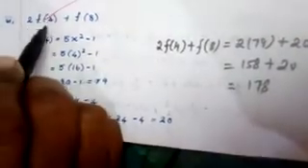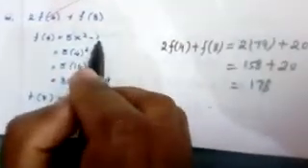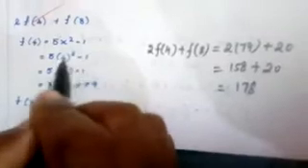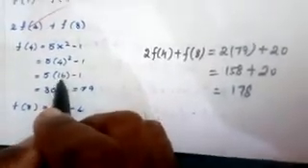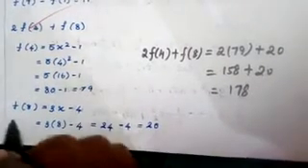Third problem, 2 into f of 4 plus f of 8. 4 lies in the second category. So f of 4 equals 5x square minus 1. Substitute the x value as 4. So 5 into 4 whole square minus 1. 4 square value is 16. 5 into 16 is 80. 80 minus 1 is 79.